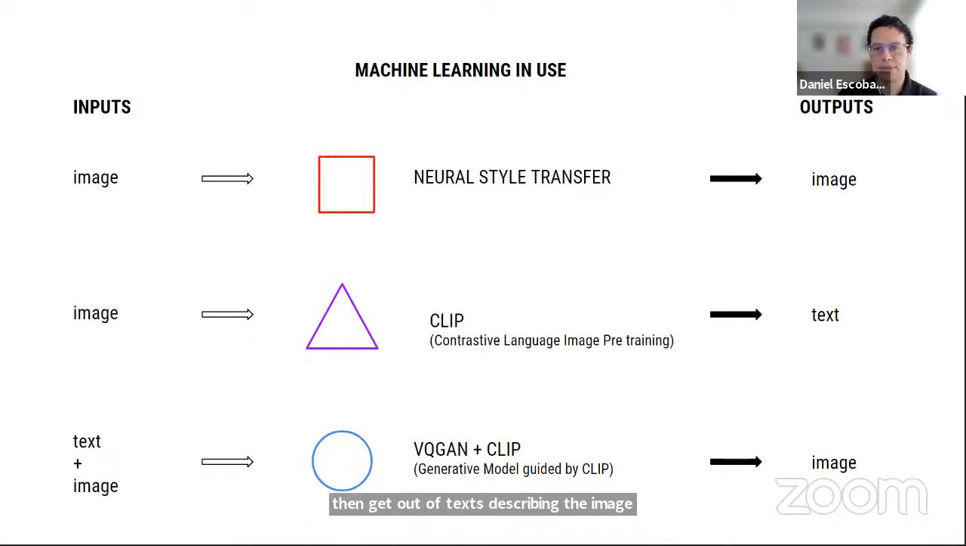And then finally, we decided to combine a visual generative model called VQGAN and the CLIP model, where we can now input text and get as an output an image, or we can combine text and image and also get as an output an image.